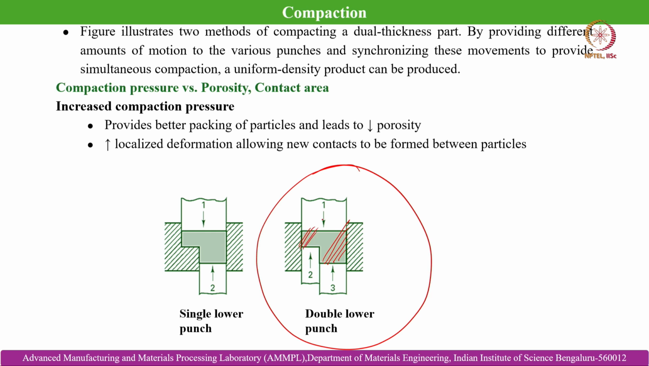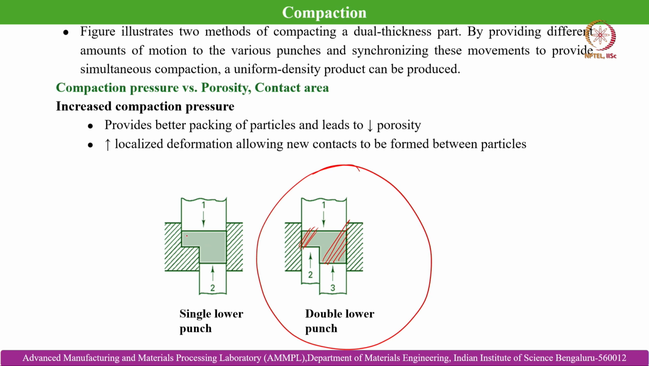You can see that by providing different amounts of motion to the various punches and synchronizing these movements to provide simultaneous compaction, a uniform density part can be produced. It can also be done by a 2 punch system, that means one upper and one lower. In that case, the movement of punch 1 and punch 2 needs to be coordinated in such a manner that they impart a similar level of densification strain to all the parts.